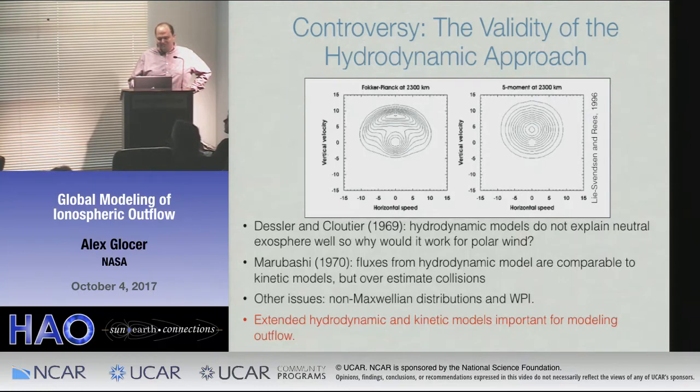And this can happen in a number of ways. One way that you can get a non-Maxwellian distribution is the effect of wave-particle interactions, ion cyclotron resonant heating and the like, giving you ion conic distributions. And it's very hard to include these effects into a hydrodynamic model. So, really, there's a lot of good reasons to consider extending beyond the hydrodynamic approach for this problem.